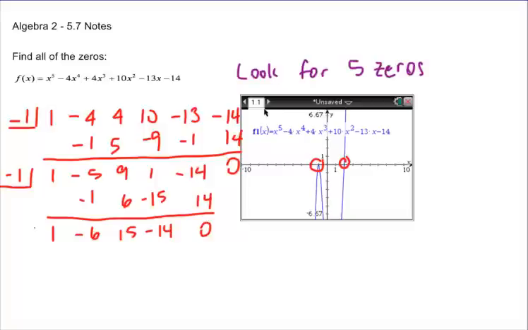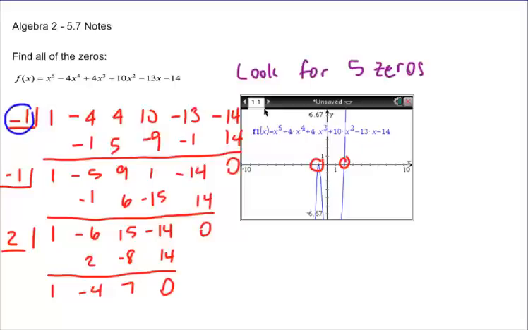So we've got 2 of our zeros now. And then let's check this guy. Looks like 2. So 2, -8, 7, 14, 0. All right. So this is excellent. We've got ourselves down now to we've got 3 of our zeros. We've got 2 more to find. -1 gets used twice. 2 gets used once.